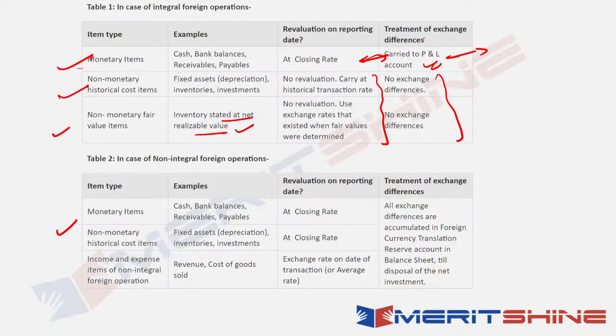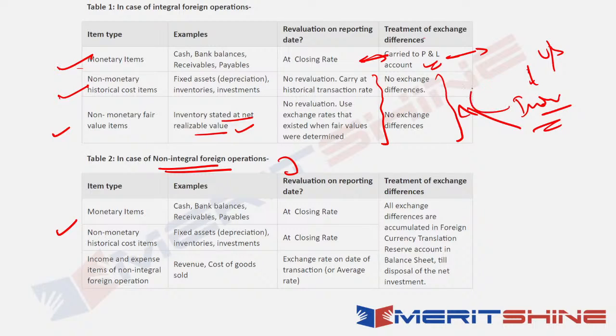Now, if it is a non-integral foreign operation, this is the same as what I did for a business situated in India and doing business with, say, a US entity. If I had a business entity in the US which was integral to my foreign operation, then also I would have treated it in the same way. Whereas if it was non-integral, then even the monetary and non-monetary items, all of these are basically getting revalued at the closing rate. That is the only change.